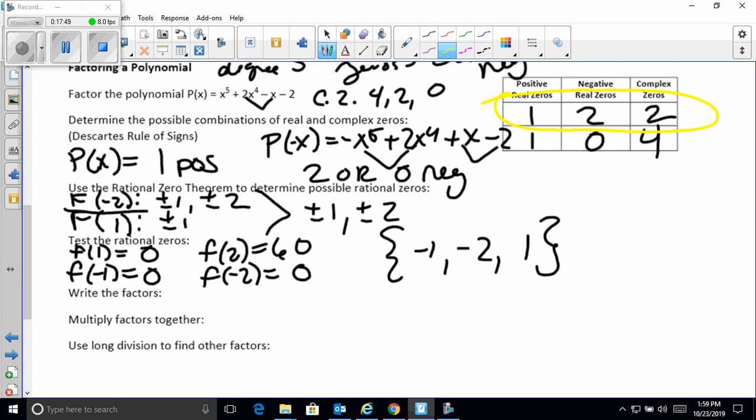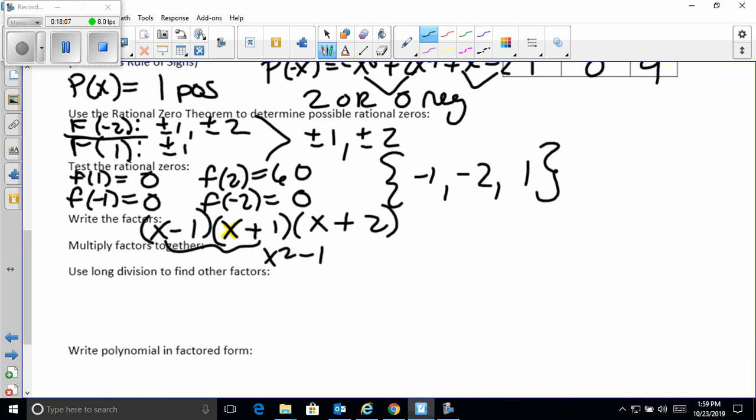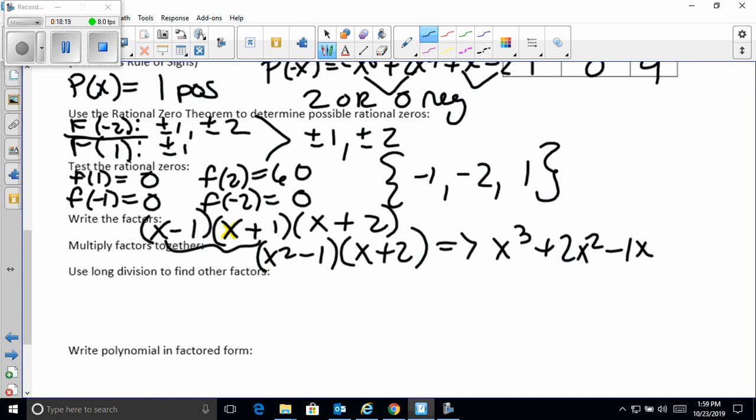So to find those complex, I need to come up with my factors. x plus 1, x plus 2, and x minus 1, which I'm going to put these two together. Now I need to multiply these together. When I multiply those, I get x squared minus 1. I have to take that times x plus 2. That's going to be x to the 3rd plus 2x squared minus 1x minus 2.